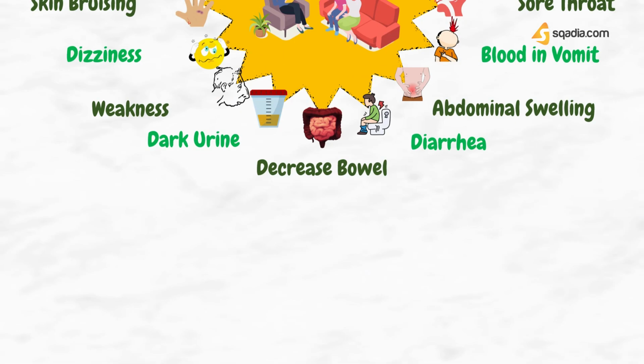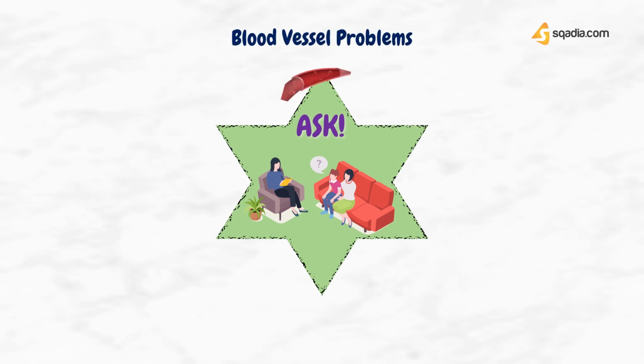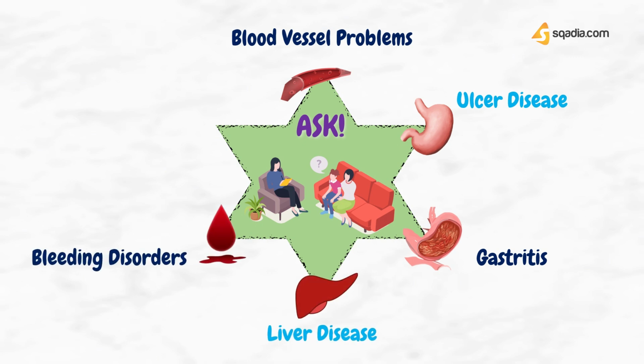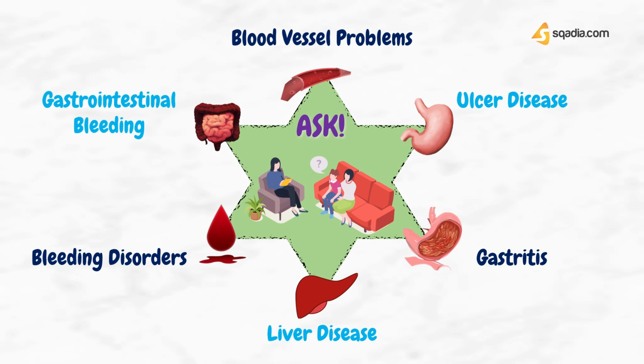You also need to take their family history, specifically the child's family history, whether they have any blood vessel problems in the esophagus, any ulcer disease, gastritis, liver disease, bleeding disorders, or any gastrointestinal bleedings.